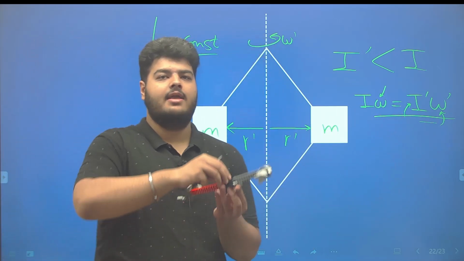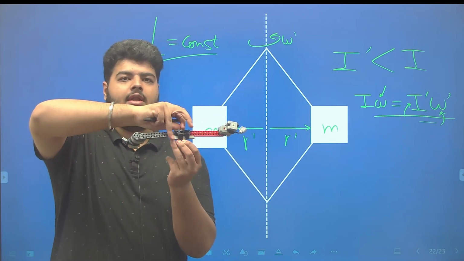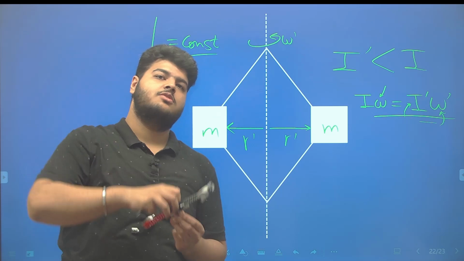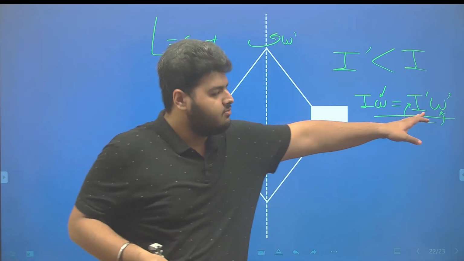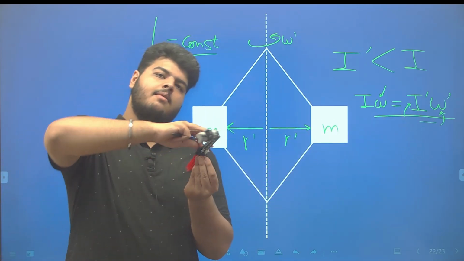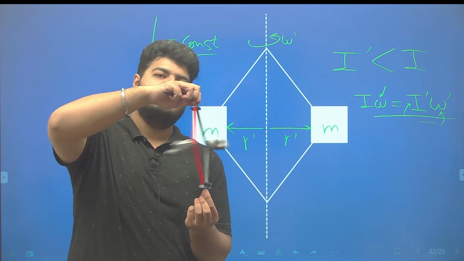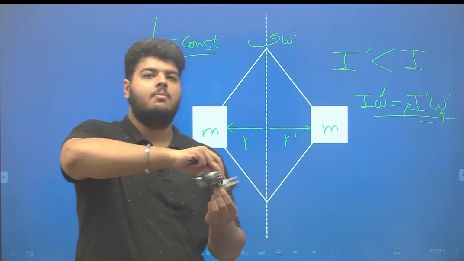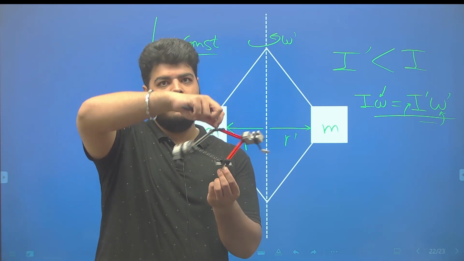Therefore, when I change the configuration and decrease the moment of inertia, my object starts spinning faster, that is, has more angular velocity than the previous configuration, to compensate for that decrease in moment of inertia, so that the total angular momentum of the object can remain constant.